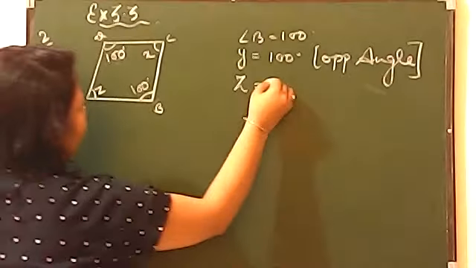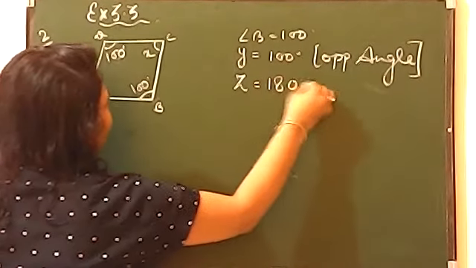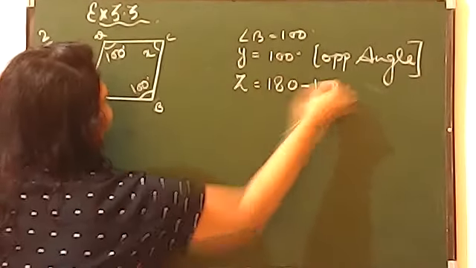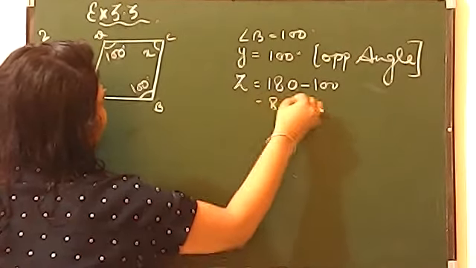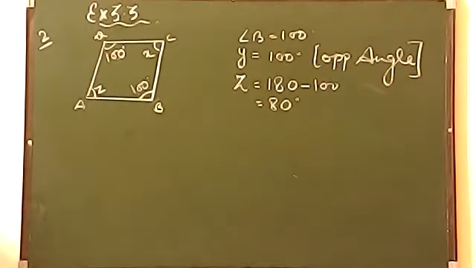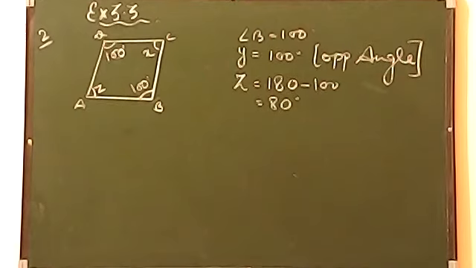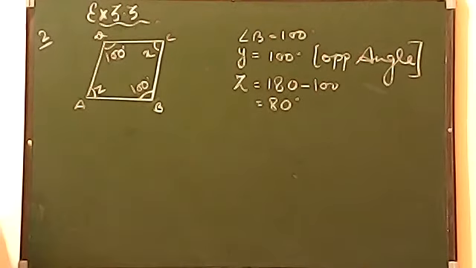80. Absolutely right. How will you do it? 180 minus 100, which will give you 80. You can also write it down directly. I have just shown you the process. You can also write down 80 directly. So this is 80 now.